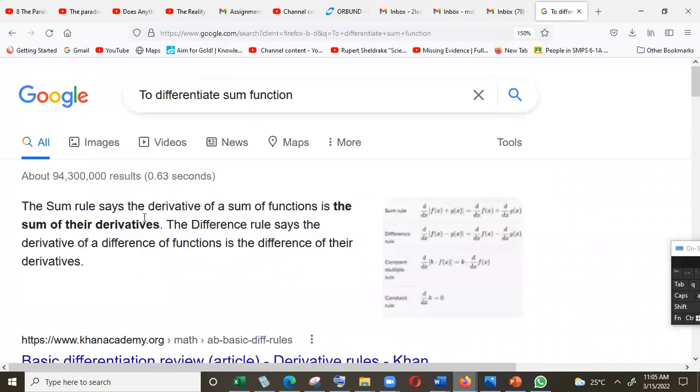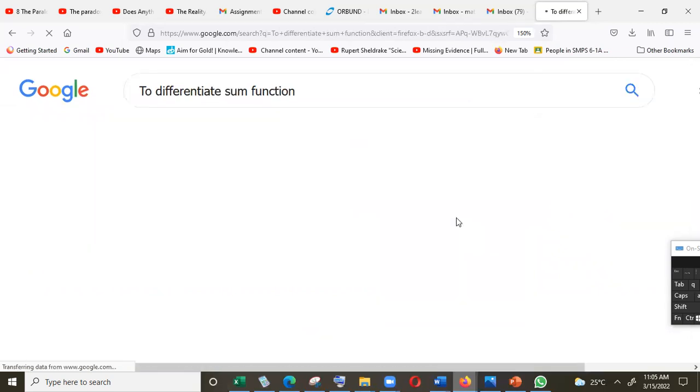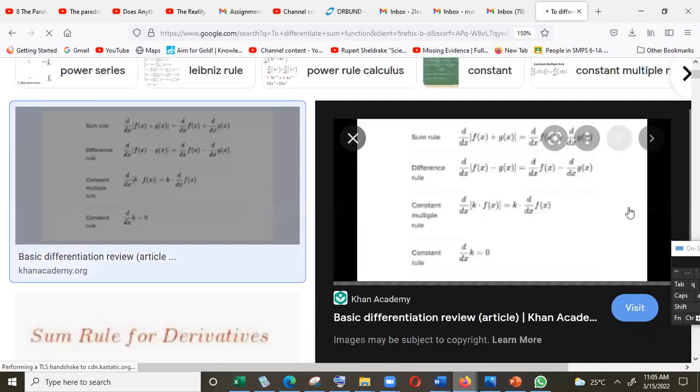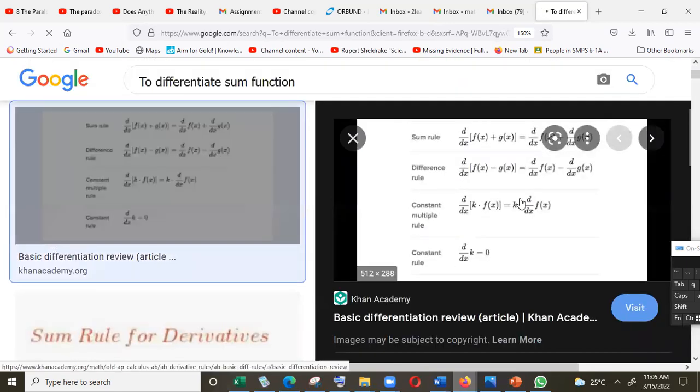The sum rule says the derivative of a sum function is the sum of the derivatives. So the differential of the sum is the sum of the differentials. And look, you have the sum rule here. An image pops up there. It's not so clear, but there are more images for the sum rule, differentiating the sum function. Okay, it's a little bit clearer.